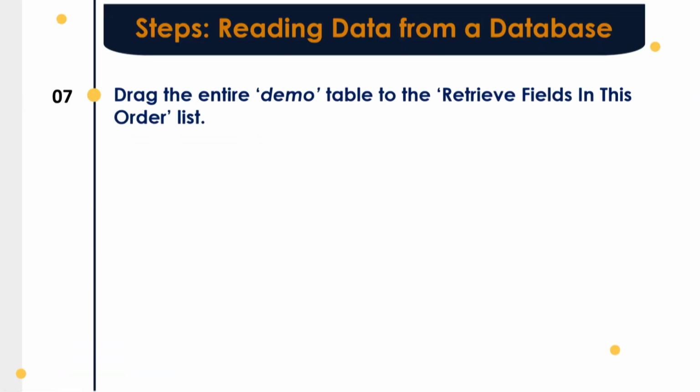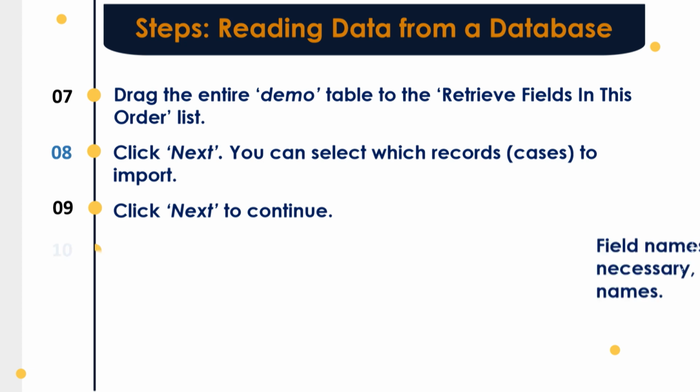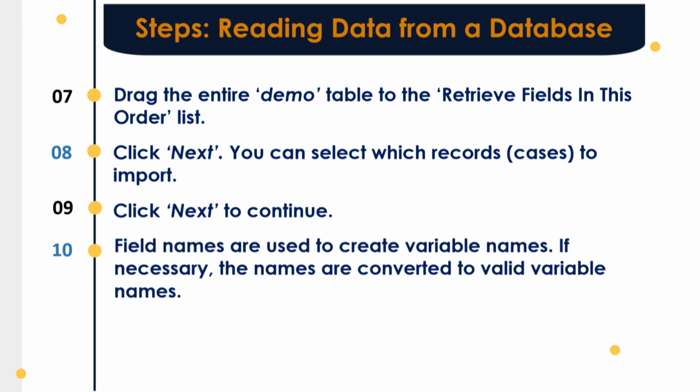Next, step 7, drag the entire demo table to the Retrieve Fields in this Order list. Click next. You can select which records, that is cases, to be imported. Click next to continue, and field names are used to create the variable names. If necessary, the names are converted to valid variable names.